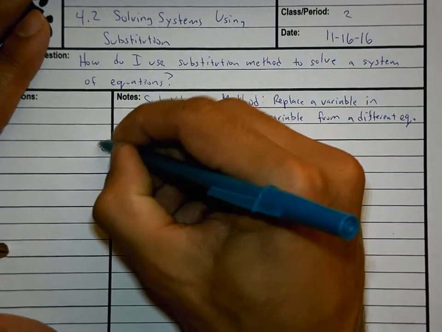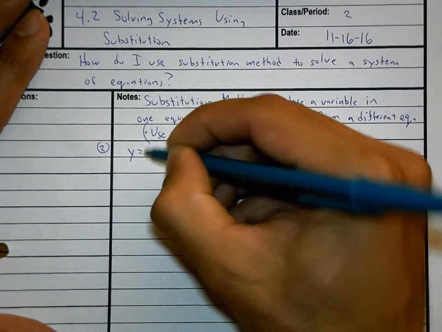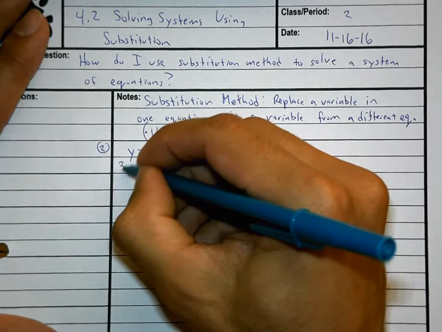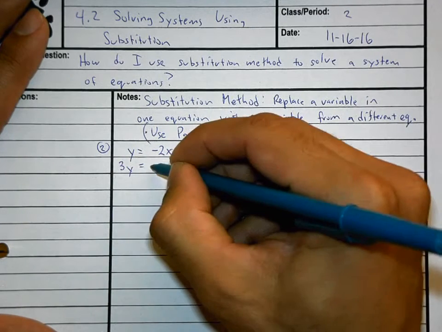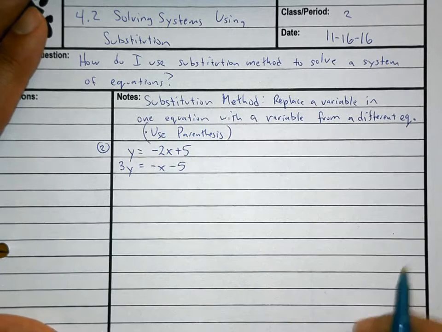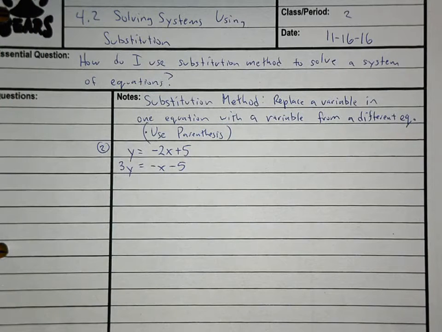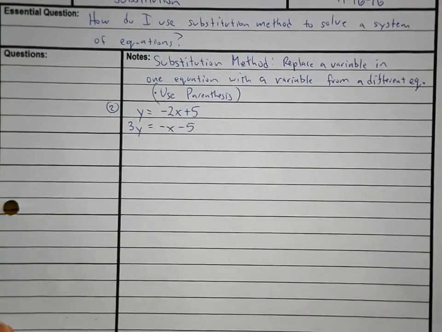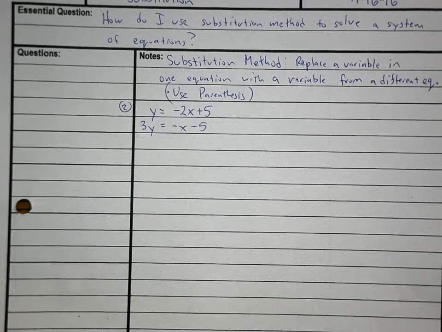Okay, this is going to look like number 2. y equals negative 2x plus 5, and 3y is equal to negative x minus 5. This is literally what you're going to see on your worksheet, and you're going to have to figure out what the x and y is that works. And we're doing this without graphing.